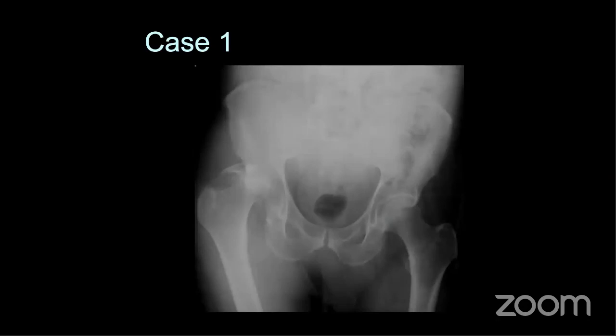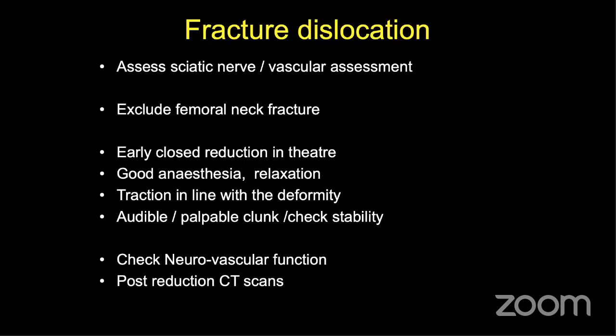This is likely to be the most common case that you will be asked in an exam scenario. This is typically a driver of a car, a front head-on collision, and the hip joint dislocates with a fracture of the posterior superior wall of the acetabulum. When he comes to casualty, what would you do? So after your ATLS protocol, you would assess the sciatic nerve, check for foot drop, document it, do a vascular assessment. Then look at your x-rays.